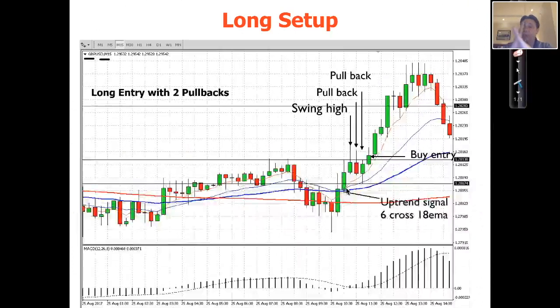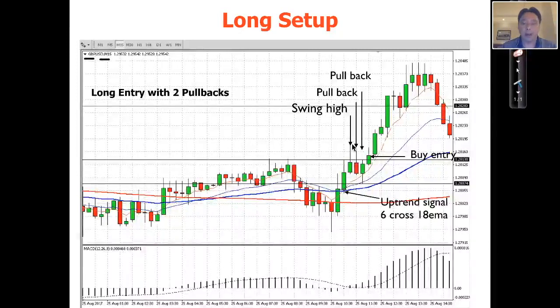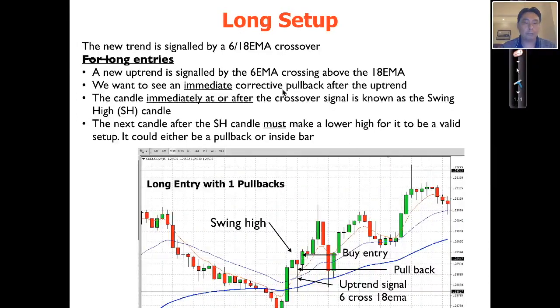So remember, right at the cross or right after the cross, we must have a swing high candle. So which one's the swing high candle? The answer is this guy. This is the swing high candle. Why? Because it appears right after the cross, which is valid, but no later than that. It must be right at or after the cross. And again, notice that it is the highest high over the last series of upward candles. So it is a swing high. Now, what must happen right after the swing high? Remember the rules that we said here?